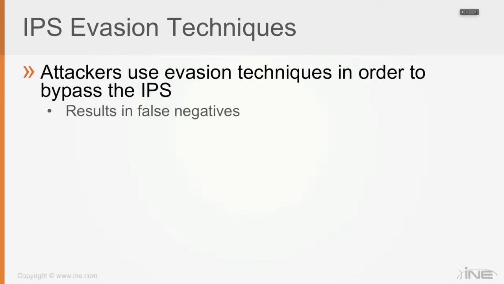Now, of course, nowadays advanced malware protection systems or sandboxing are being evaded by attackers, because attackers are aware that a lot of companies have sandboxing or advanced security tools in their networks. Back in the days with IPS, the attackers knew about companies having IPS in the network, and they deployed a lot of evasion techniques. So attackers use evasion techniques in order to bypass the IPS. The scope is to result in false negatives.